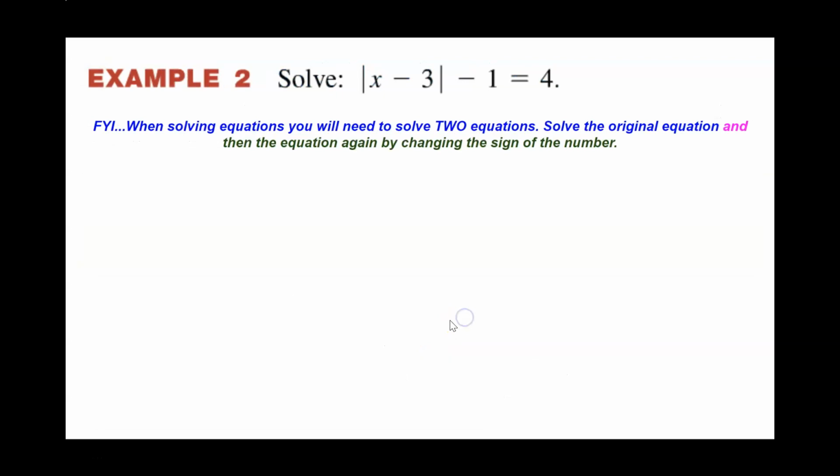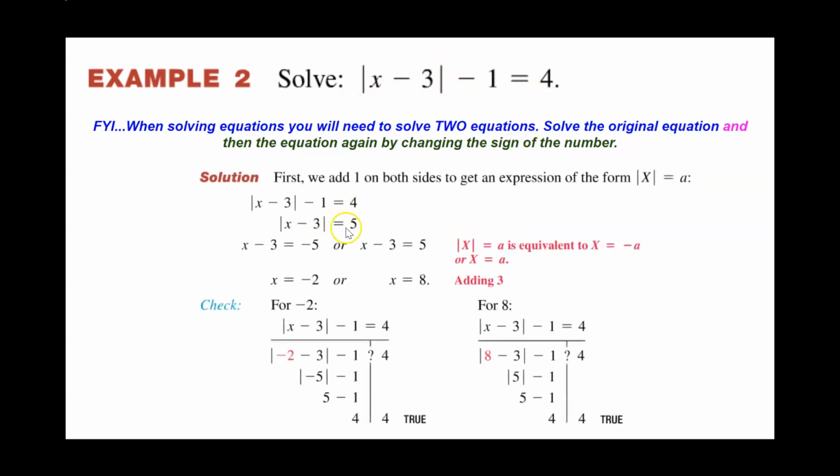which is going to be a key thing for solving these problems. So once again, when solving equations, you need to solve for two equations: the original equation, and the one made by changing the sign of the number. First, we're going to move everything to one side of the equation so we have the absolute value expression by itself. So let's move the 1 over, add it, and that gives us the 5.